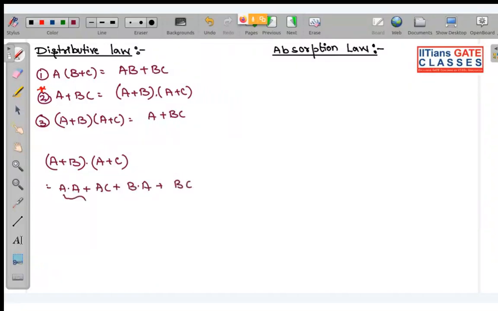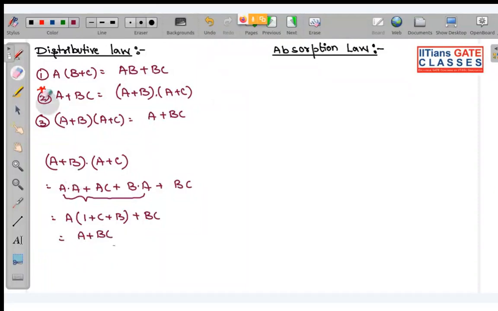Okay. So from these three, I can take A common. A dot A will be A only. So this will be A times 1 plus C plus B plus BC. Now I have already told you 1 plus x in Boolean is equal to 1. In Boolean law, I have told you. So I can simply write it as A plus BC.